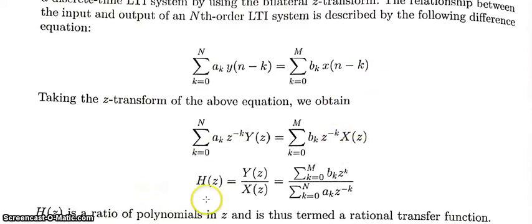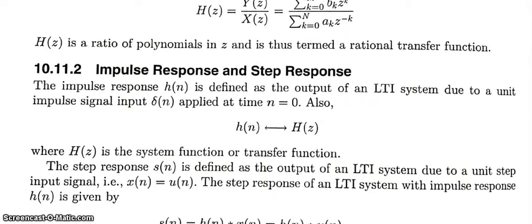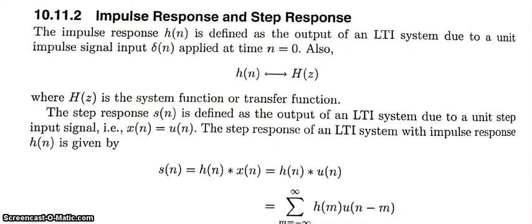Therefore, we know H of Z is equal to Y of Z divided by X of Z, and that is equal to summation k equal to 0 to M b_k Z raised to minus k, divided by summation k equal to 0 to N a_k Z raised to minus k. Here there is a minus missing. See, H of Z is a ratio of polynomials in Z and is thus called a rational transfer function.